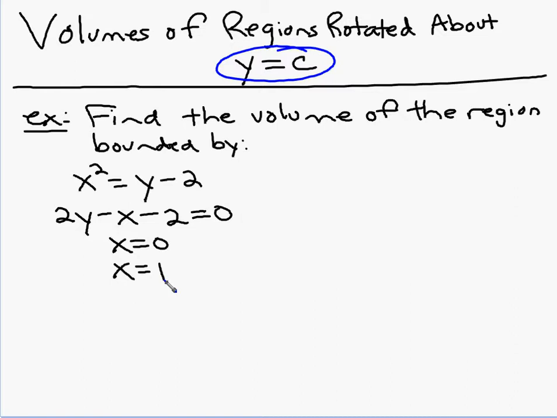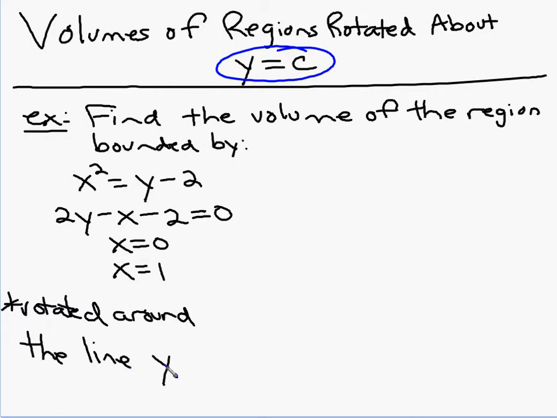But here's the kicker. This is what's a little bit different. It is rotated around the line y equals 3. Okay, which changes things a little bit. So it's critical that we understand our picture and have a good idea of what's going on here.